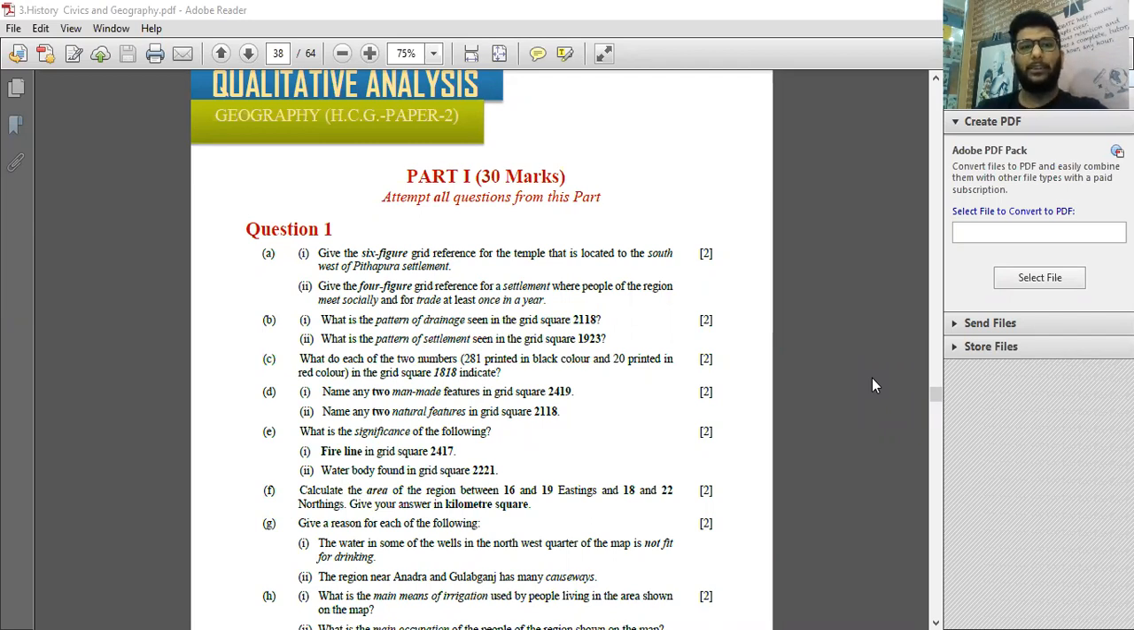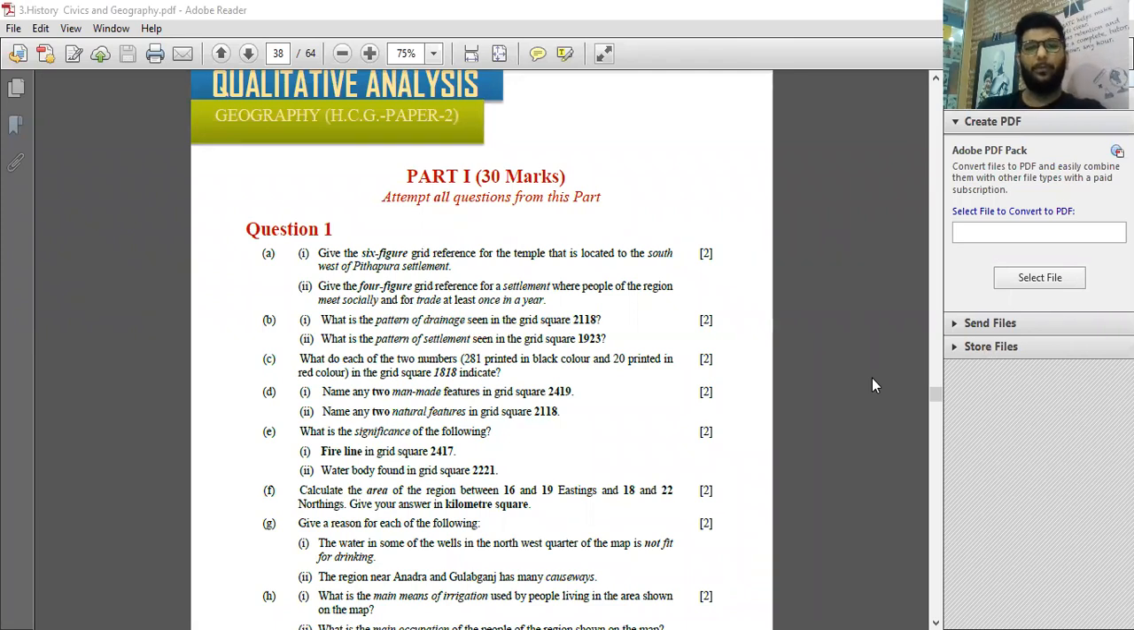Today we are going to be discussing geography, especially the 2019 board paper, where we will discuss how exactly the board is going to be correcting your paper. What are the things they keep in mind, especially while correcting the paper? And more or less, we are also going to understand the paper pattern as well as how the questions are being asked in the exams, right?